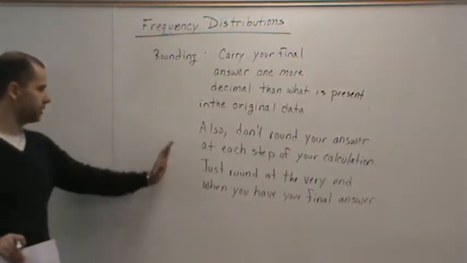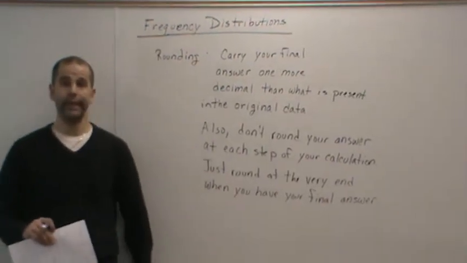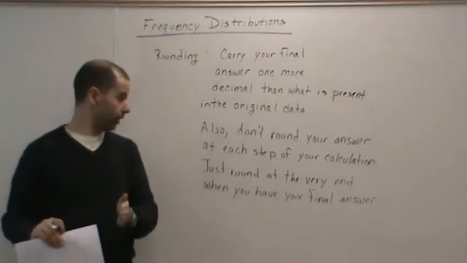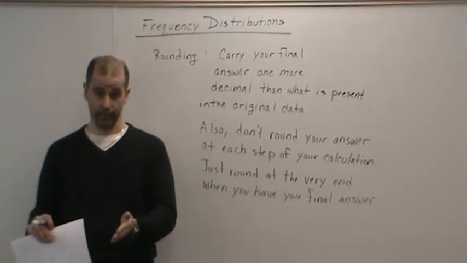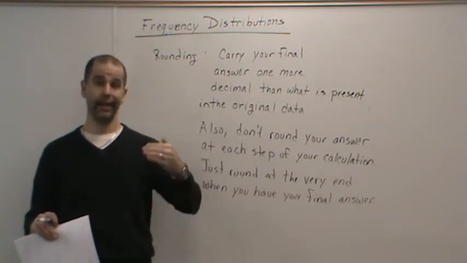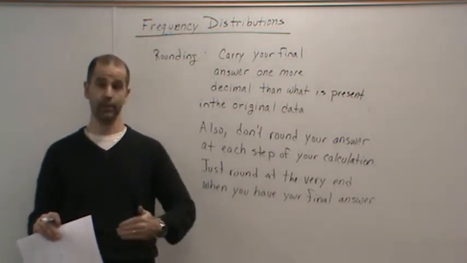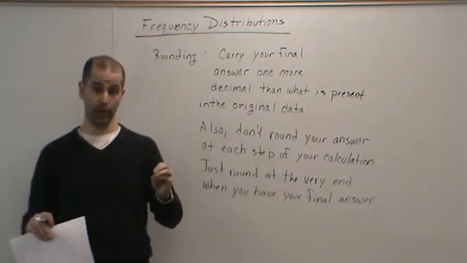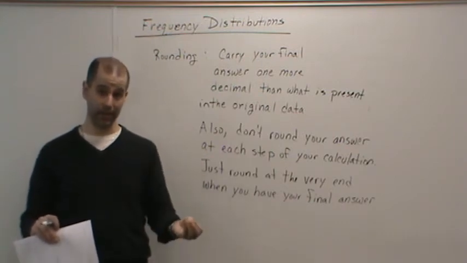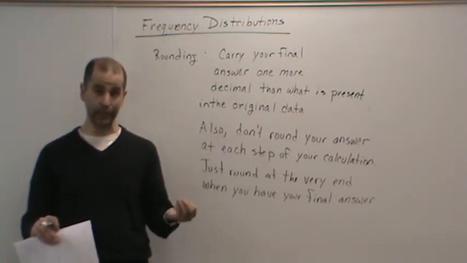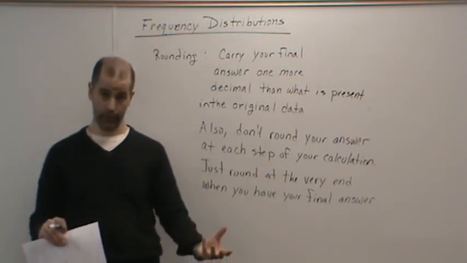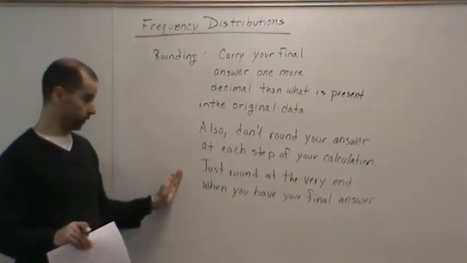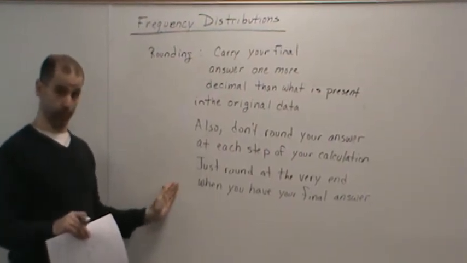Okay, so what I'm saying here is what you don't want to do is round. Again, I'm going to show you examples of this as we go on, but as you're calculating a statistic, you don't want to round your answer at every step of your calculation, because some of these calculations are going to have multiple steps. What you want to do is keep the number in your calculator, and when you get to your final answer, whatever it turns out to be, then round. Okay, so there are two parts to this as far as rounding. Make sure you pay attention to both, okay?